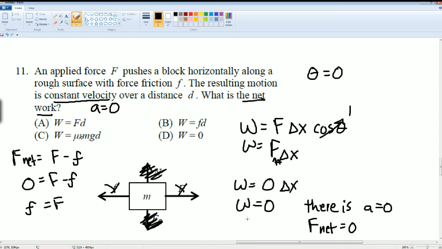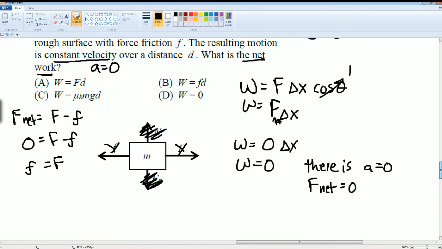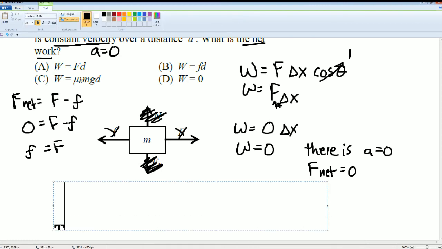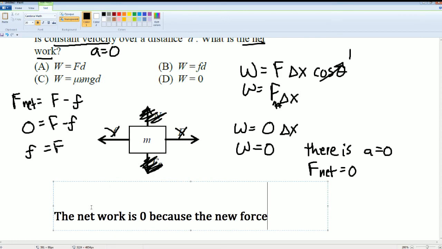Okay. Here is a very weird thing about this question. Okay, let me just type this out because you're not going to listen to me. The net work is 0, because the net force is 0.